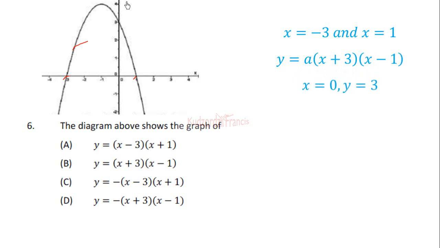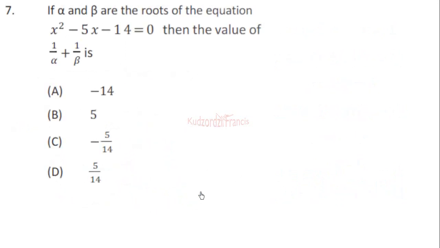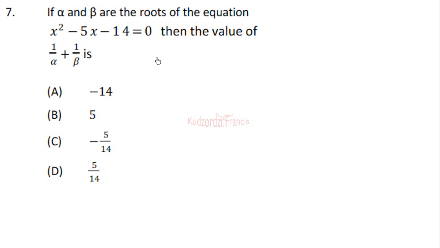So we substitute this point over here because it is lying on the curve. At this point, x equals 0 and y equals 3, so it must satisfy this curve. We now simplify this expression to get 3 equal -3a, to get a equal -1. Therefore, our expression is this: the graph of the function y equal x minus 3, x plus 3, x minus 1.